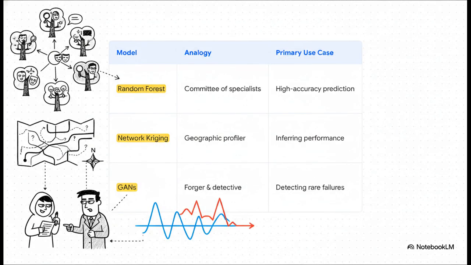And believe me, the team doesn't stop there. You've got the random forest, which is basically a whole committee of these diagnosticians all voting on the problem. This makes its predictions super accurate.